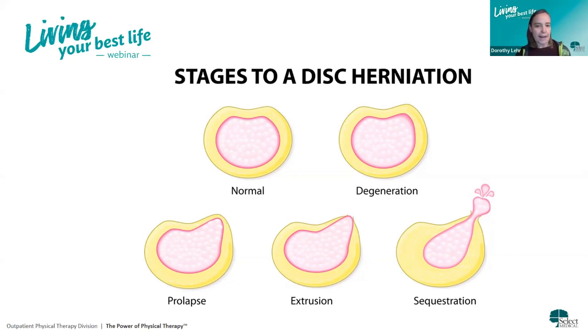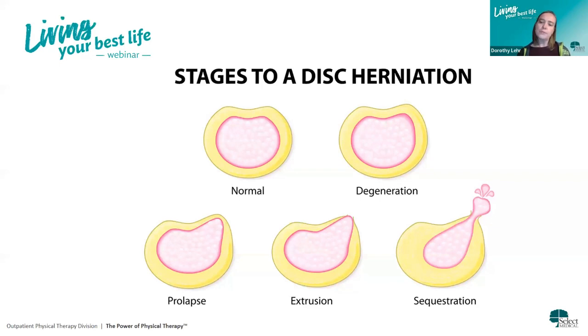Why does any of this matter? Because again, not all disc herniations are the same. Everyone that has a disc herniation can be anywhere on this spectrum. When you have a degenerative disc, it tends to be mostly back pain. And these are not hard and fast rules. These are generalized statements. But for the most part, degenerative discs cause mostly low back pain.